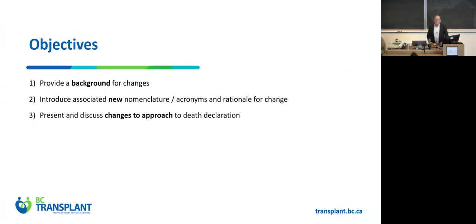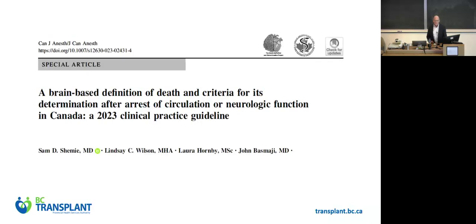So what I hope to do is provide some sort of background for why these changes, specifically in nomenclature, have taken place, because it is a bit of a pain, and I had no idea how much work went into changing the short forms of different causes of death. All our policies had to be changed, and all the health authority policies, so apologies to all, but that's what happened. So I'll introduce the new nomenclature, acronyms, and a rationale for that. And in addition to just the way things are named, more importantly, some of the changes that have been made to how we actually declare death.